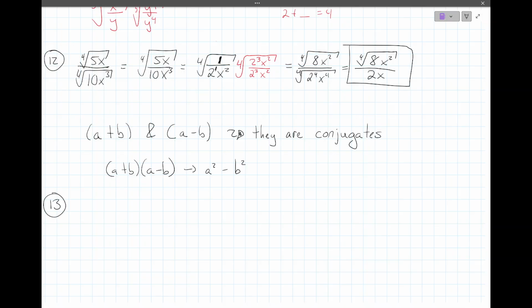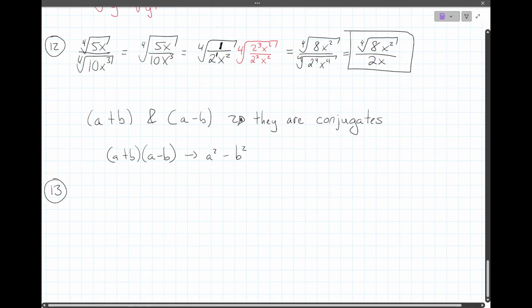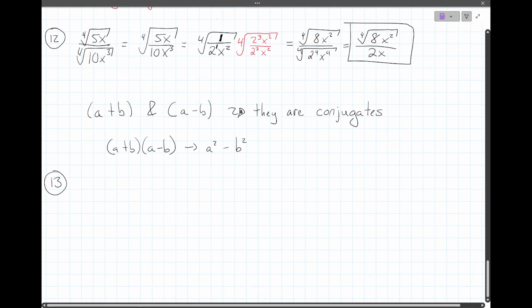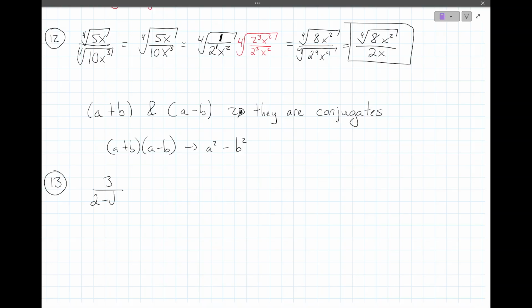Let's see what is meant. Let's take 3 over 2 minus root 5, like that. I'm going to take a conjugate on the denominator here. The conjugate of 2 minus root 5 is 2 plus root 5.